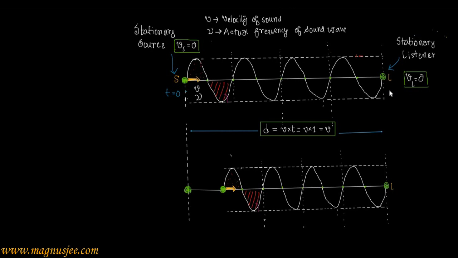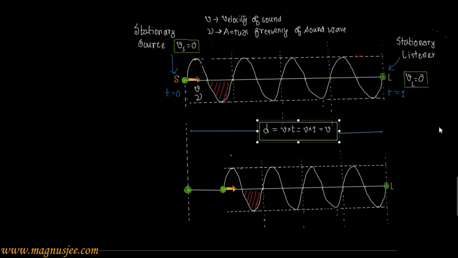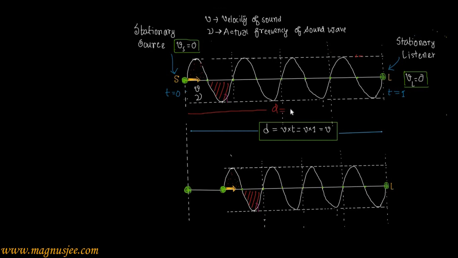Now at S, t equals 0, and when the sound wave reaches the listener, t is equal to 1 second. Therefore, in this interval of time, that means in 1 second, the sound wave propagates from source to listener and travels a distance d, which is equal to the product of velocity v and time t, which is v into 1, that is equal to v.